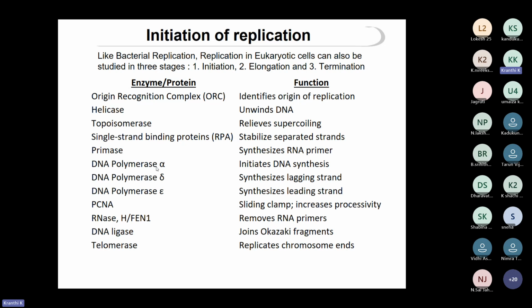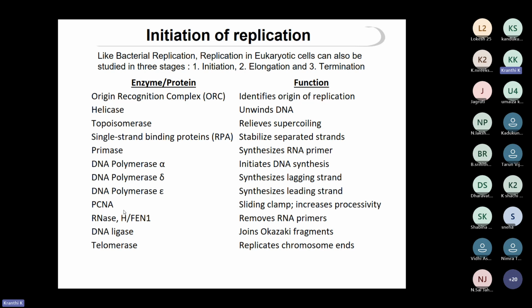So what does alpha do? It will initiate the DNA synthesis. Then polymerase delta will synthesize the lagging strand. Then polymerase epsilon synthesizes the leading strand. You know there are two strands, lagging and leading. For the leading strand, in prokaryotes it is polymerase 3. So just like polymerase 3, here polymerase epsilon works and synthesizes the leading strand. For the lagging strand, just like polymerase 1 in prokaryotes, here delta is acting to synthesize the nucleotide strand, that is, the lagging strand.